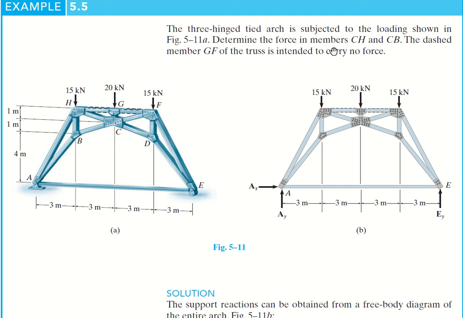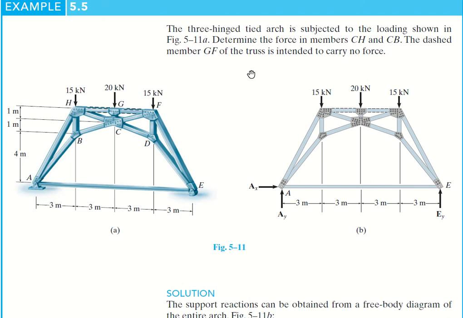Determine the force in members CH and CB. Now this is your combination. This is point A, this is point B, C, D, E, F, G, H, and point loads are applied at point F, G, and H.